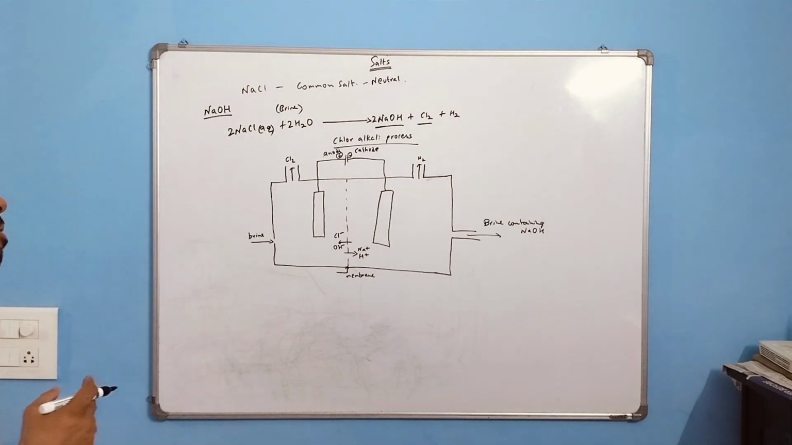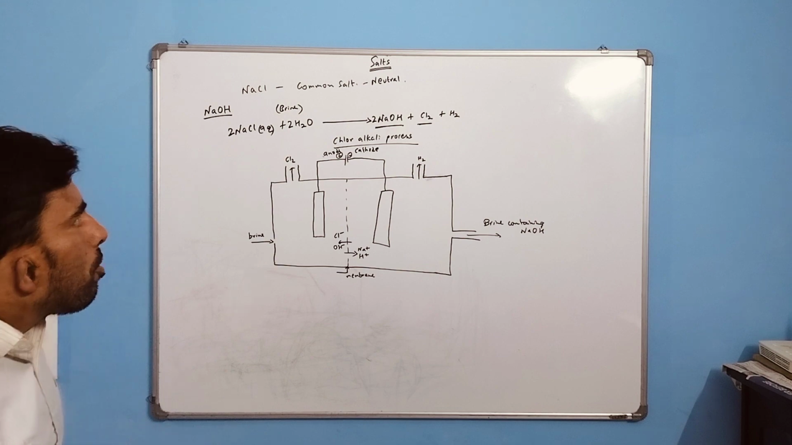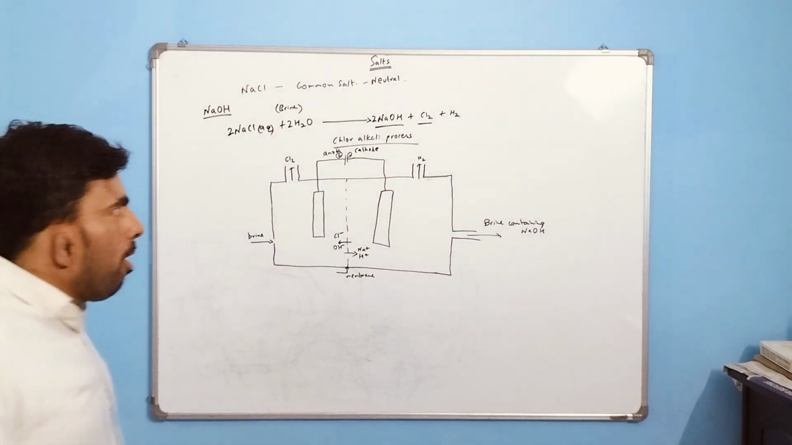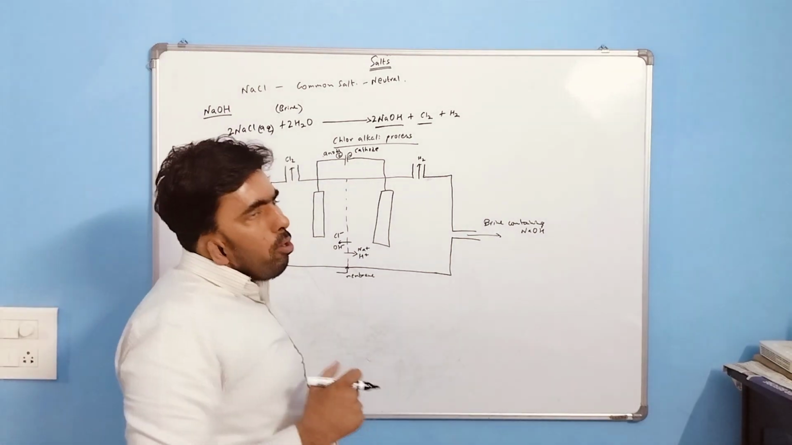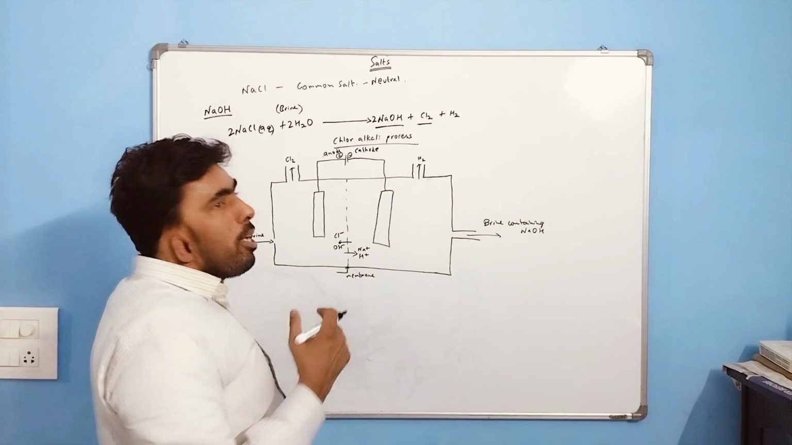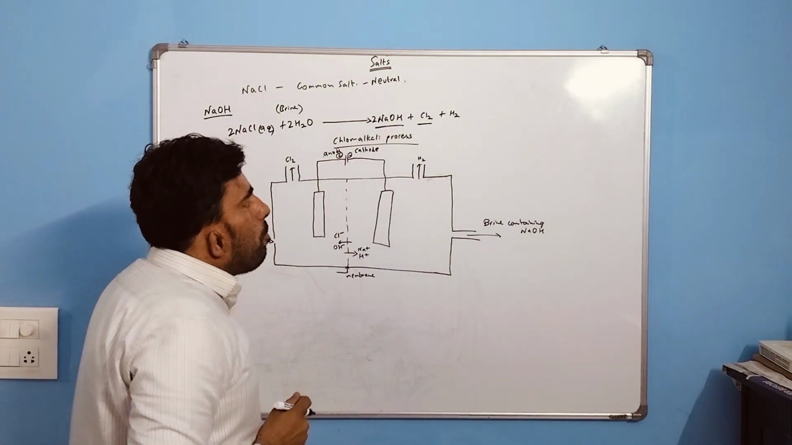It decomposes to give NaOH. That is called brine, and that is called a chlor-alkali process because here chlorine is produced, and NaOH is an alkali. We all know not all bases are water soluble. Some bases are water soluble, and those are called alkali. That is why this process is called the chlor-alkali process.